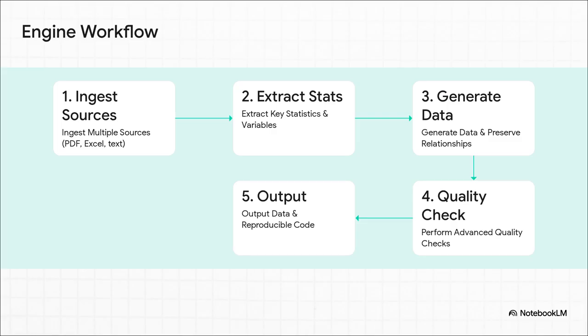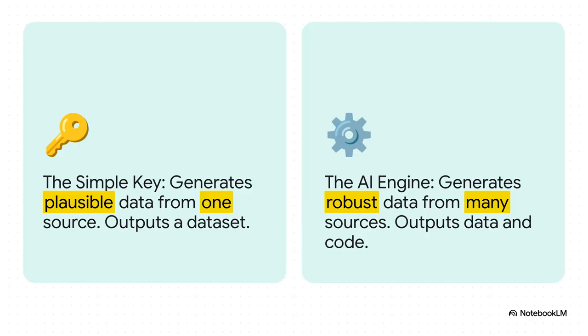It starts by taking in multiple sources, not just the PDF, but maybe supplementary Excel files or other notes. It pulls out very specific statistics, and crucially, it works hard to preserve the relationships between different variables. It also runs advanced quality checks to make sure everything makes sense. And then, as this final brilliant touch, it spits out not just the data, but the code you need to reproduce it. This slide really shows you the incredible leap forward.